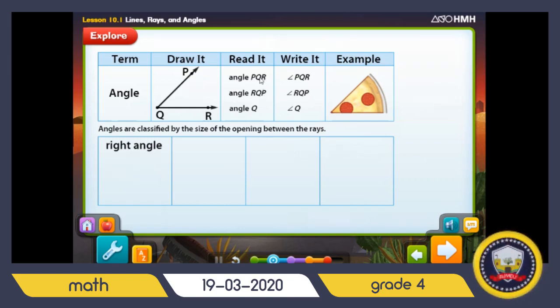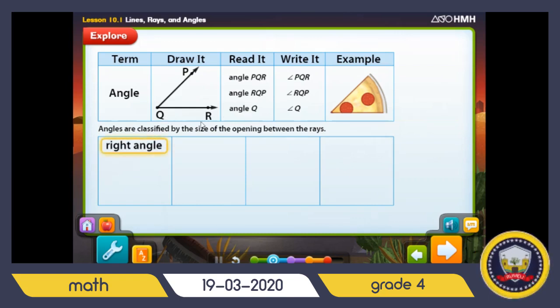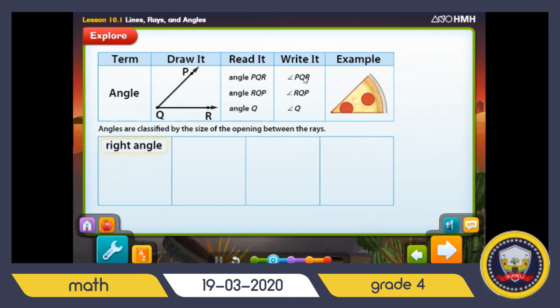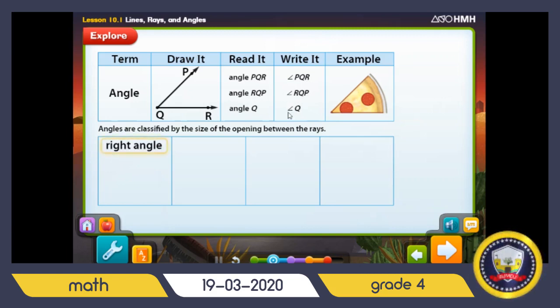Or if you want, you can just write angle Q. So this also represents the same angle. All three of them represent the same shape. While you write it, I'll use the same shape. Check it. PQR represents angle PQR. This represents angle RQP, and this represents angle Q.